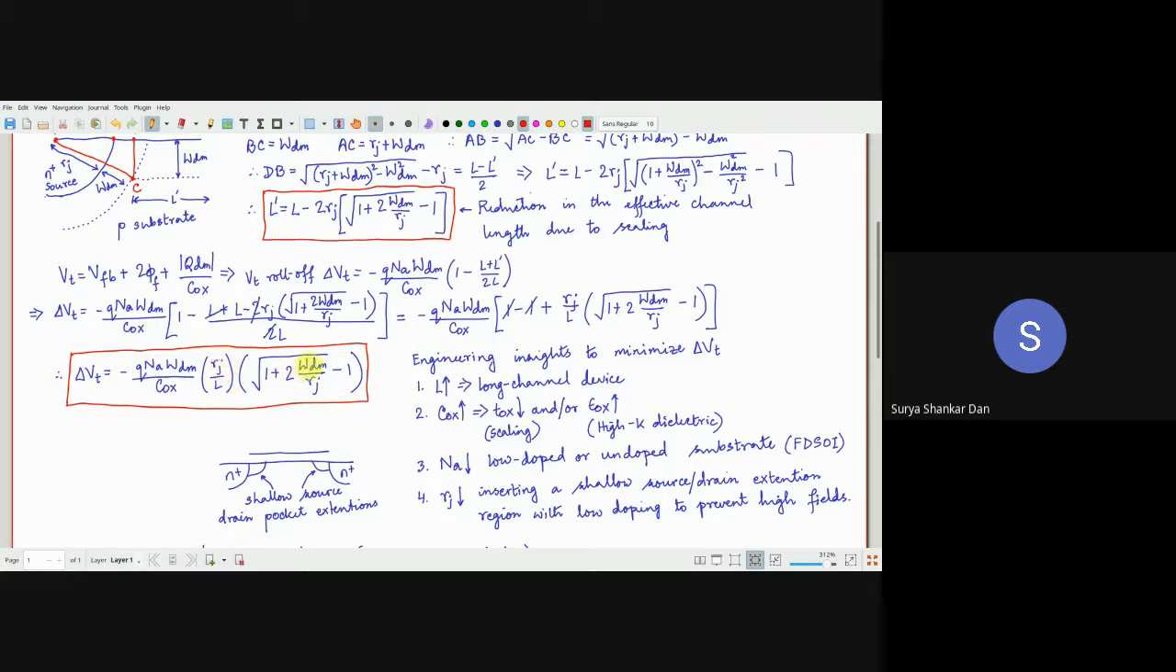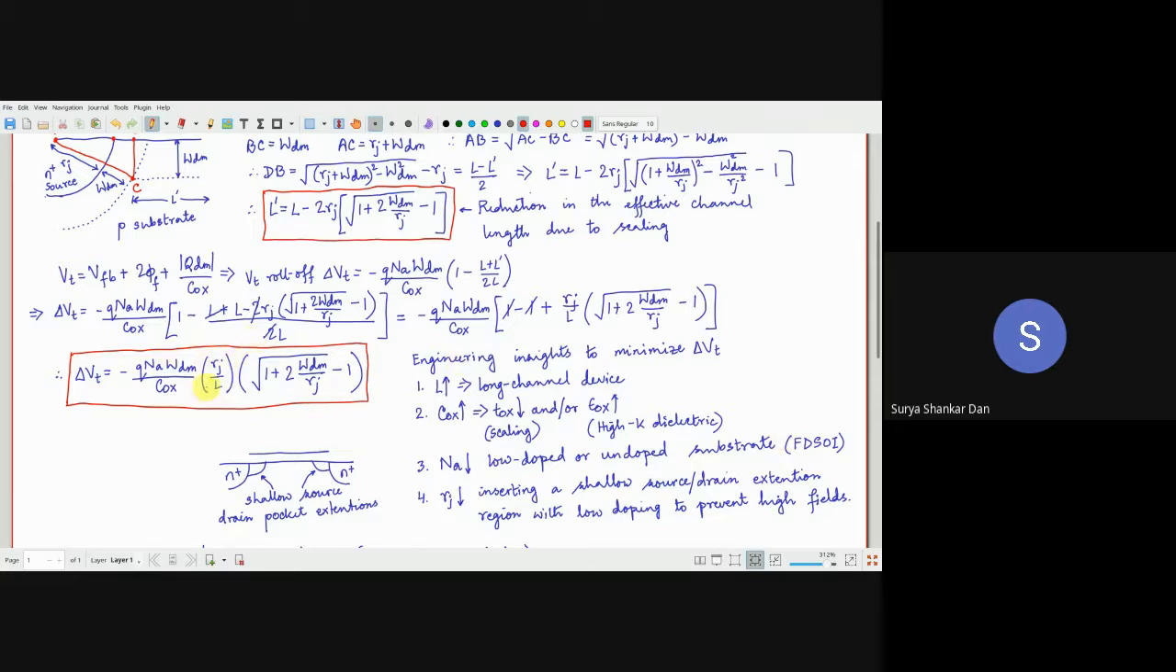This again, WDM by RJ, that can be reduced. Again, that will essentially come across using FDSOI or TFT, thin film transistors. We will look into that in the FDSOI technology. So FDSOI technology is way more robust when we are going to the lower technology nodes.